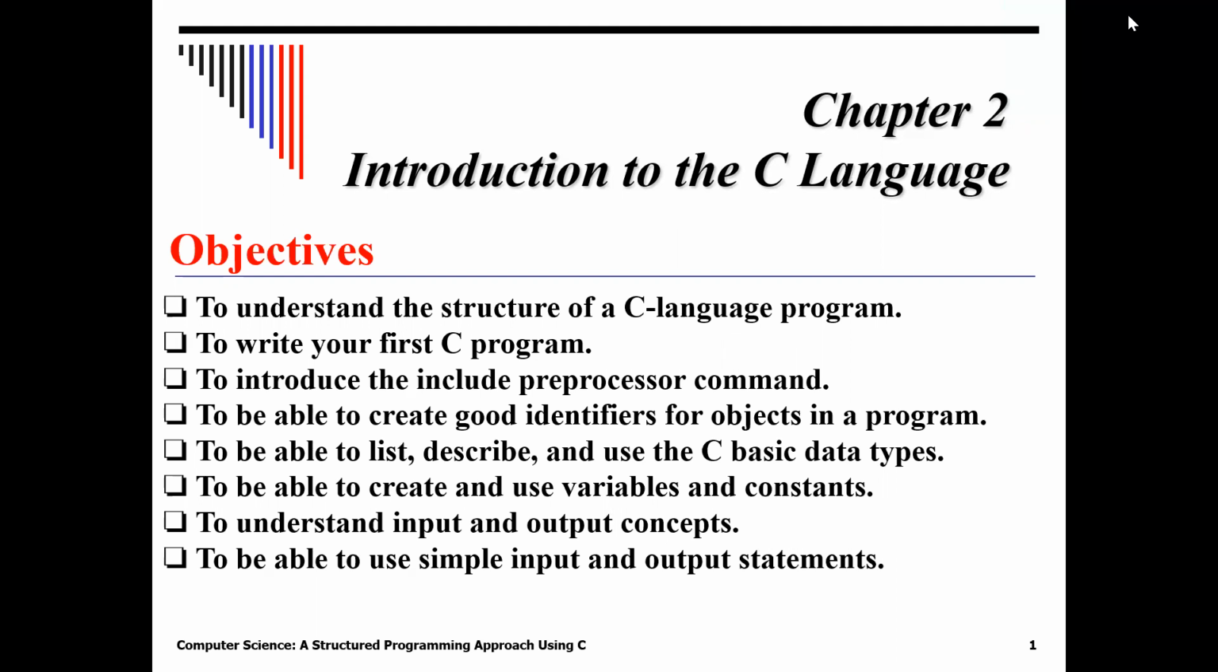First, today's objective: the basic outline of C programming. So how to write a C program at a basic understanding level. What is meant by preprocessors and preprocessor directives? How to create an identifier.